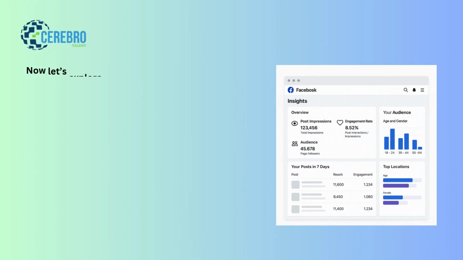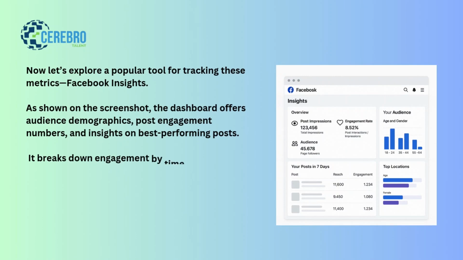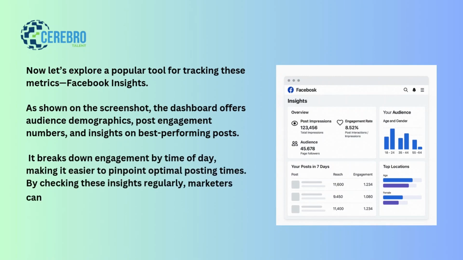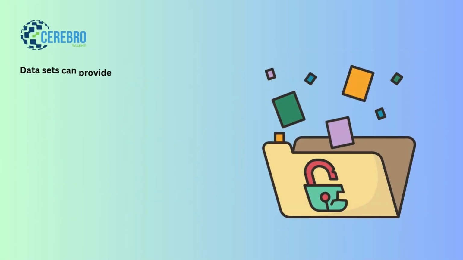Now, let's explore a popular tool for tracking these metrics: Facebook Insights. Picture a dashboard featuring audience demographics, post engagement numbers, and reach statistics. It displays which posts performed best and breaks down engagement by time of day. Showing the screenshot here, we see a sample graph of daily active users and interactions per post. By regularly consulting these insights, marketers can pinpoint high-performing content, identify optimal posting times, and refine their strategies for better overall campaign results.